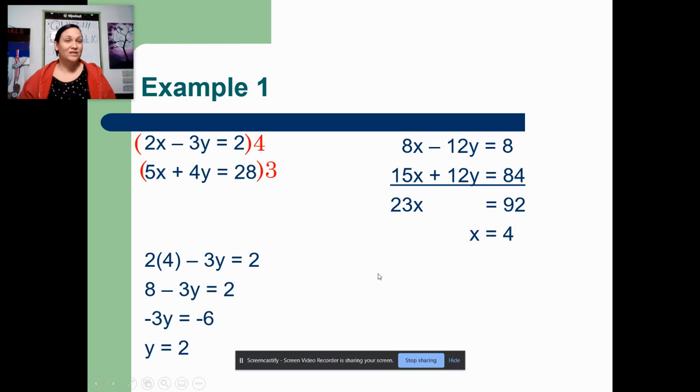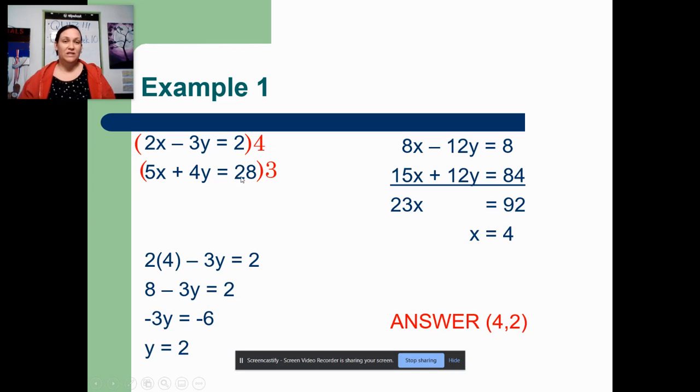And my y answer is positive 2. Don't forget, this is not how we write our final answer. To write our final answer, we write an ordered pair. The x number goes first and the y number goes second. So my final answer on this problem is 4, 2.